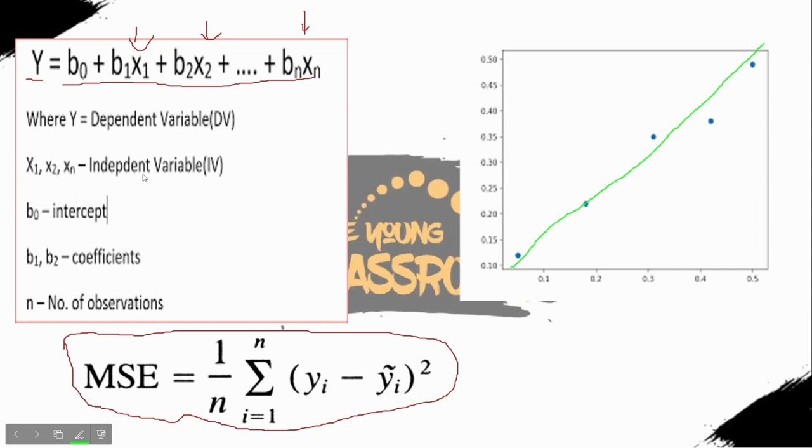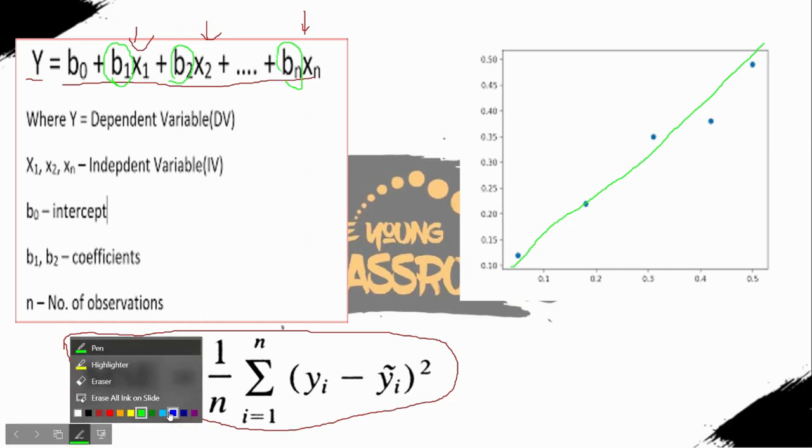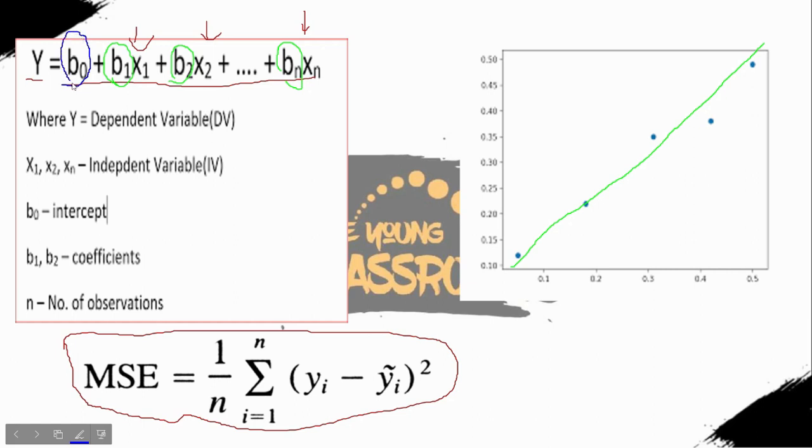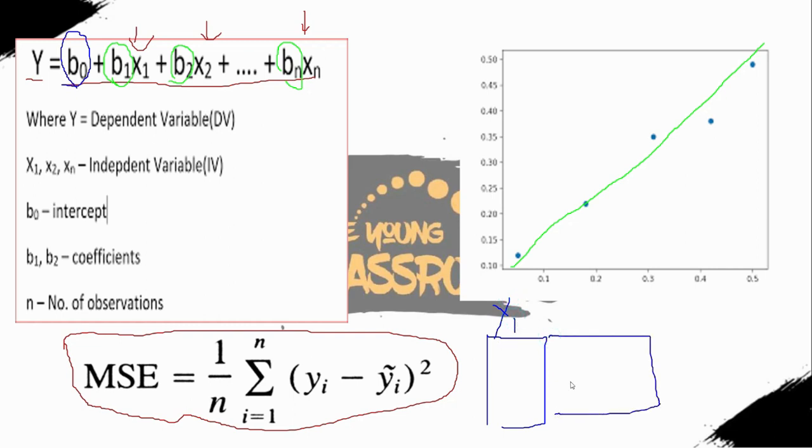Now our objective is to learn these b1s, b2s till bn, as well as this b0. The goal is to feed my machine all the x's, x1 to xn, and somehow predict a y which is as close as the actual y, and thus find out the b1, b2 up to bn and the b0 as well.